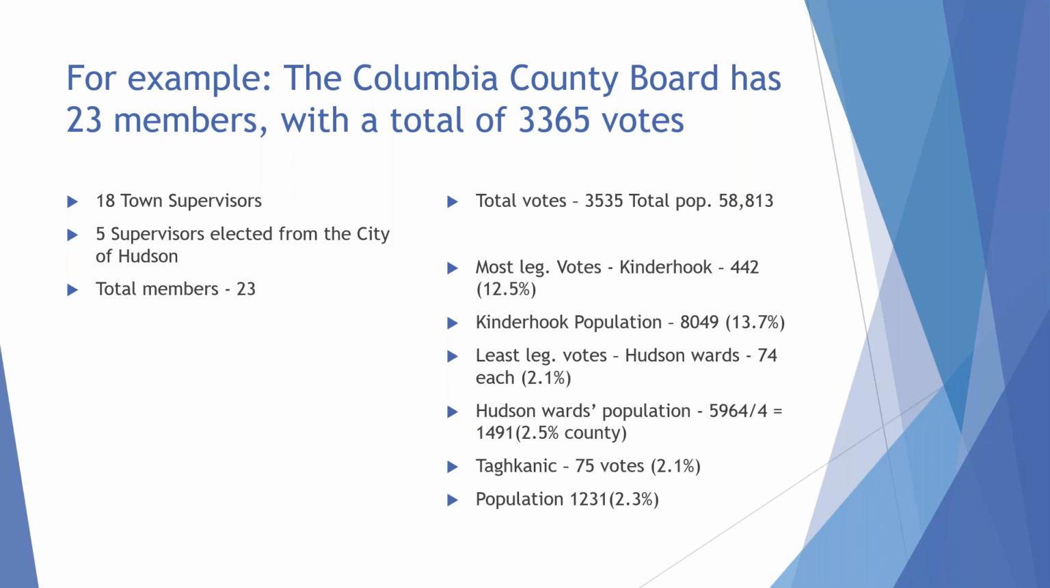The least votes are cast by each of the supervisors elected from wards in the city of Hudson, 74 votes. And the ward populations are 2.5% of county population. And Taconic, a single town with a single supervisor, casts almost the same votes as a ward in the city, with a population of 1,231. So you see that, and you know that the weighted vote cast by each member is relative to the size of its population, in part, that's the critical point. Next slide, please.